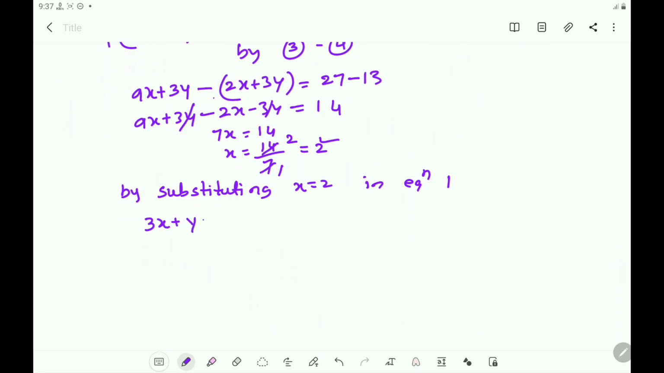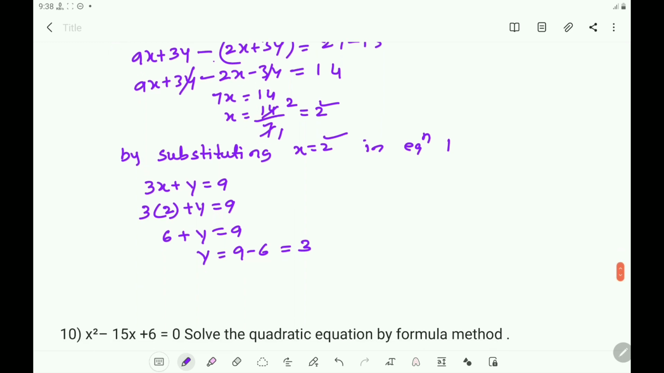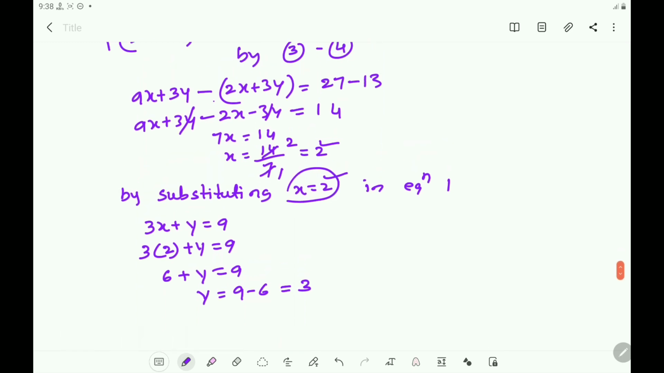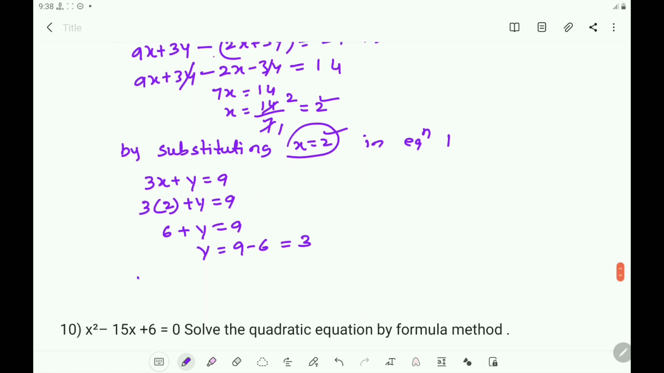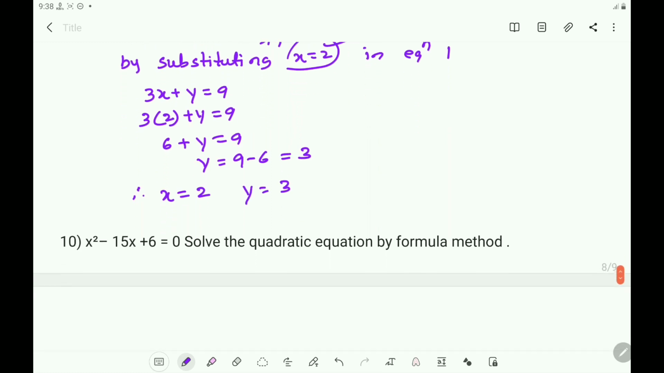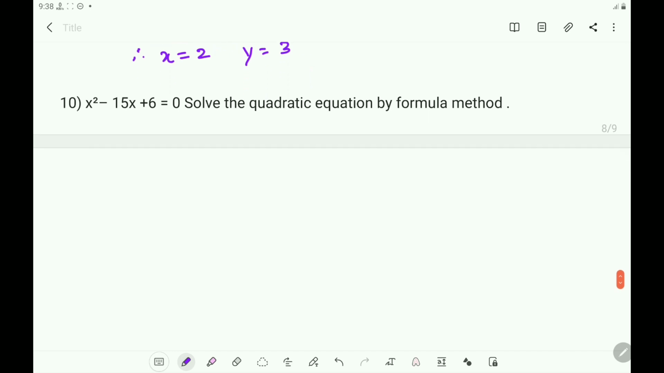3x plus y equals 9. So you write 3 into x value, which is 2. 2 plus y equals 9. 3 2s are 6. You write 6 plus y equals 9. Then you write y equals 9 minus 6. 9 minus 6 is 3. Here you got x equals 2, y equals 3. Therefore you write x equals 2, y equals 3. That is the solution. Then you take the next question.